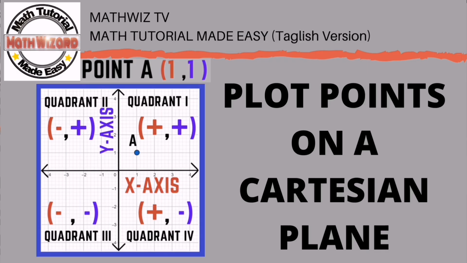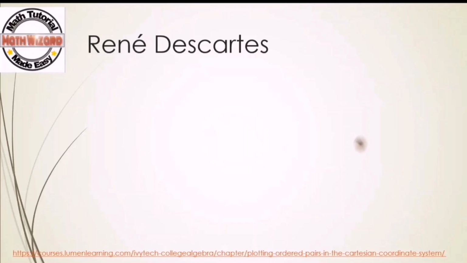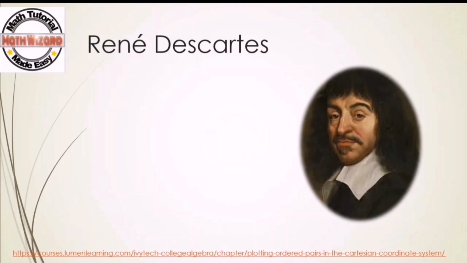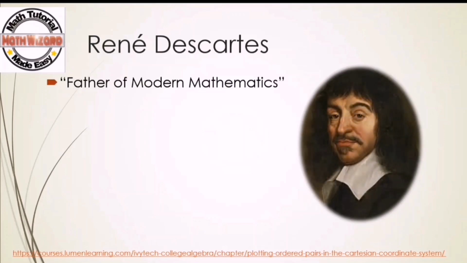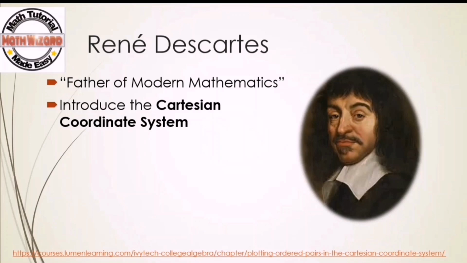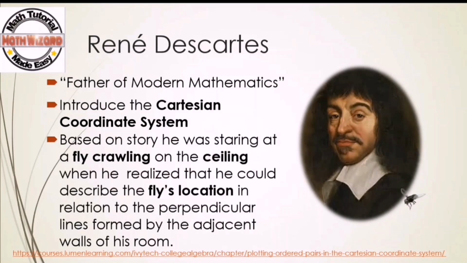So for today's video, we will learn how to plot points on the Cartesian plane. But before that, let us try to recognize the proponent of the Cartesian plane, Rene Descartes. Rene Descartes is the father of modern mathematics. He is the one who introduced the Cartesian Coordinate System. But how did he introduce it?